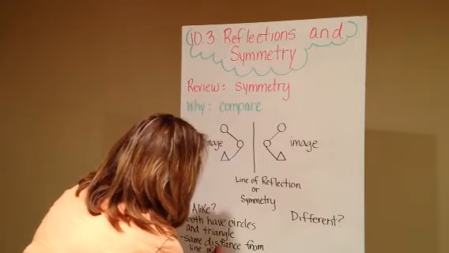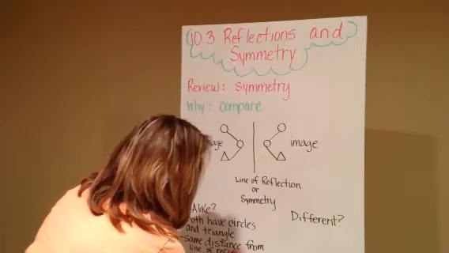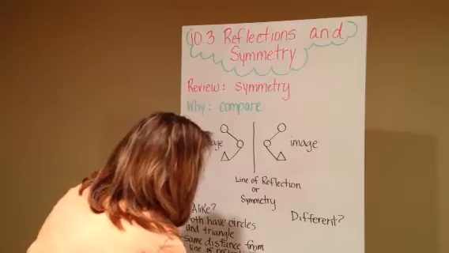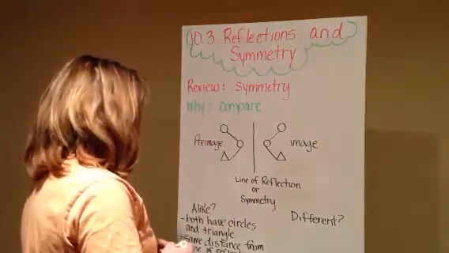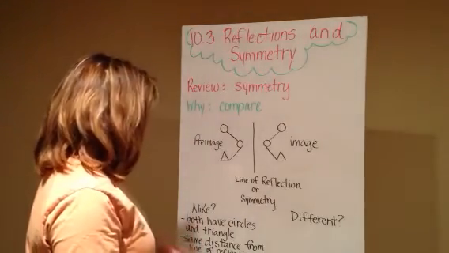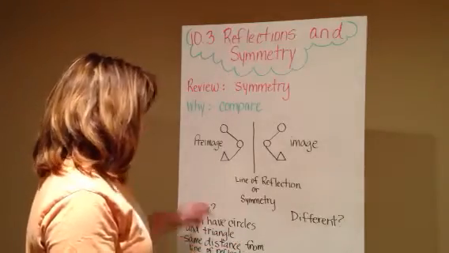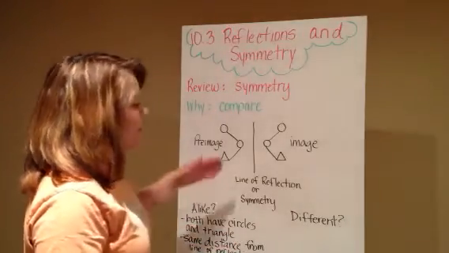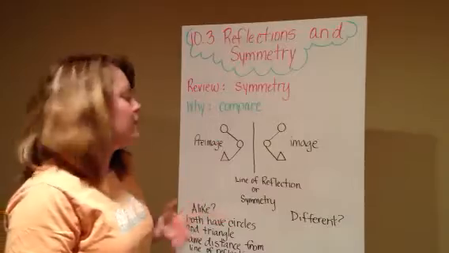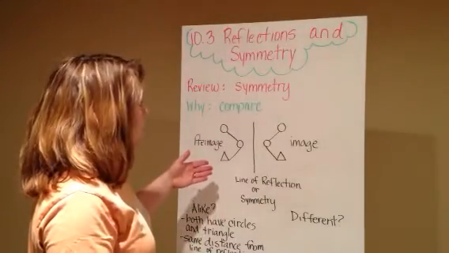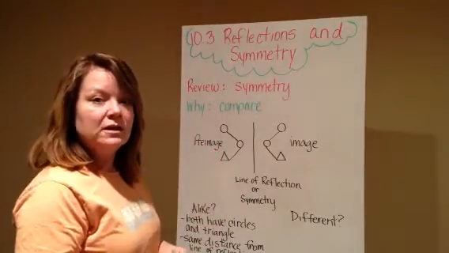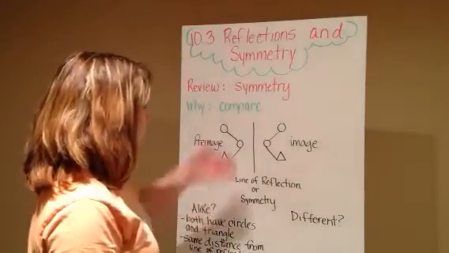And I'm going to guess that you're probably not able to see what I'm writing because I'm getting down toward the bottom of my board here. But what I wrote was same distance from line of reflection. And I might also add to my list, if I were making one, that they are congruent. They should be congruent since I used a mirror.